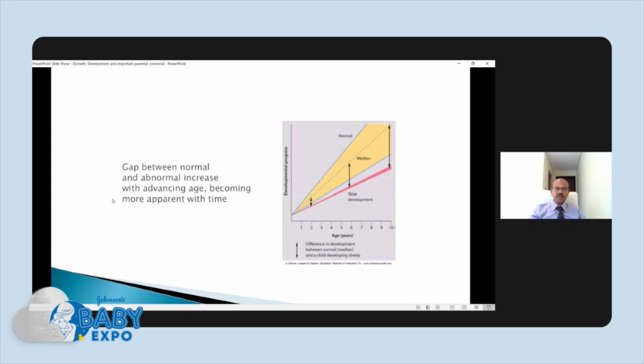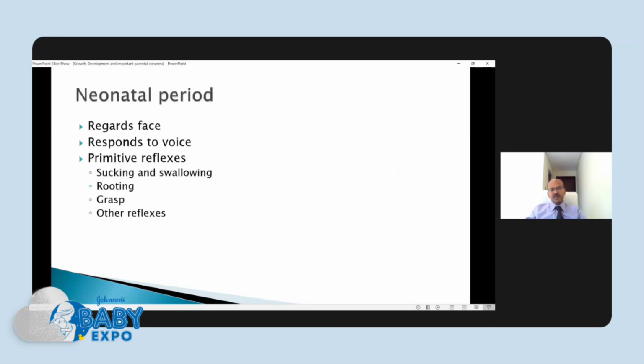So the gap between normal and abnormal increases with advancing age and it becomes more apparent. Sometimes we may not pick up in the early infancy because the gap is not significant, but by 2 to 3 years, it starts becoming more obvious. And hopefully we should not delay pickup of any baby. That's why each vaccination visit to a pediatrician should be a developmental review for the child as well. So in terms of milestones, in the neonatal period, the baby starts regarding the face.